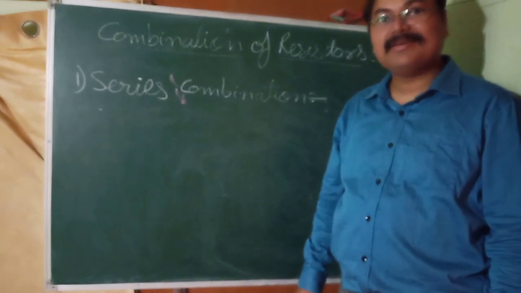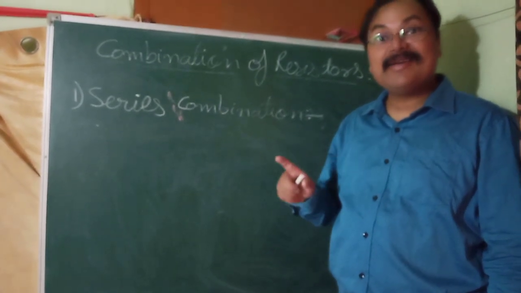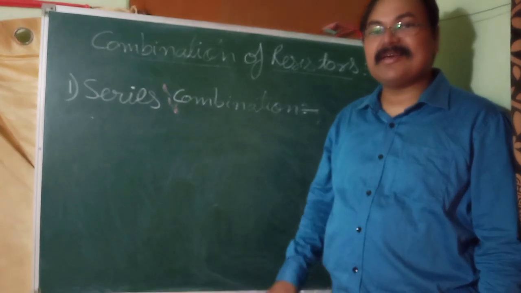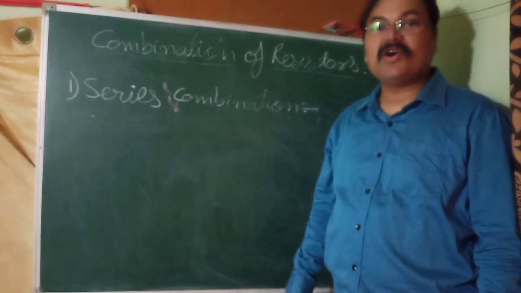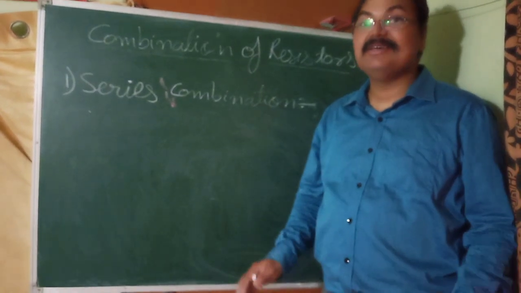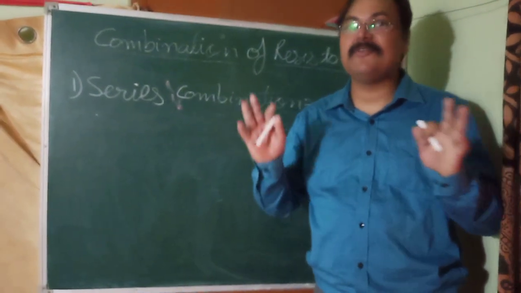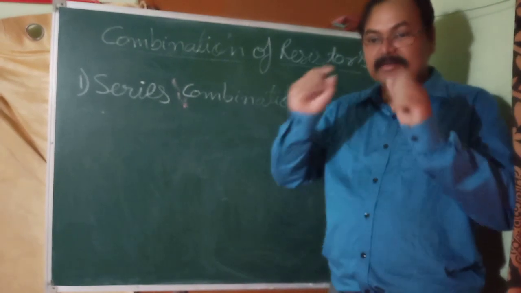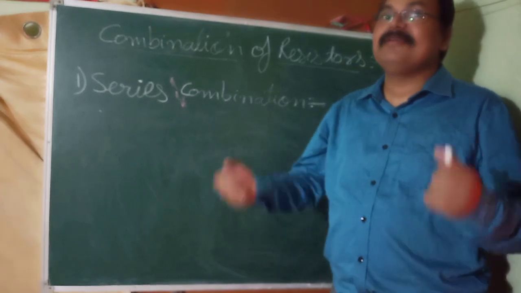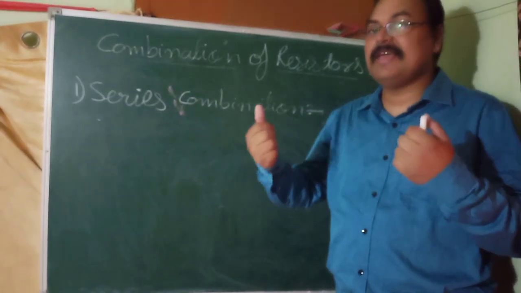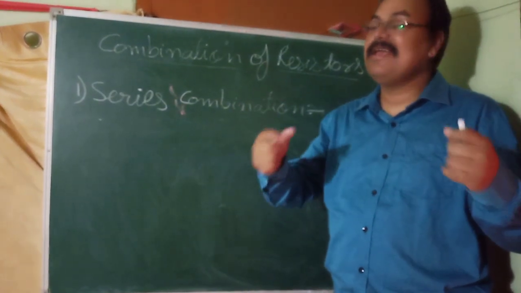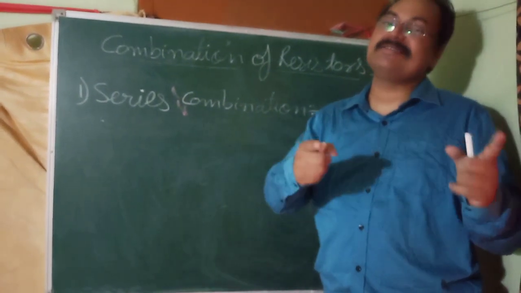and they are connected end to end. They are connected end to end is called series combination. So what is series combination? The combination of resistors in which same current flows through all the resistors, the potential difference across them may be different, and they are connected end to end is called series combination.